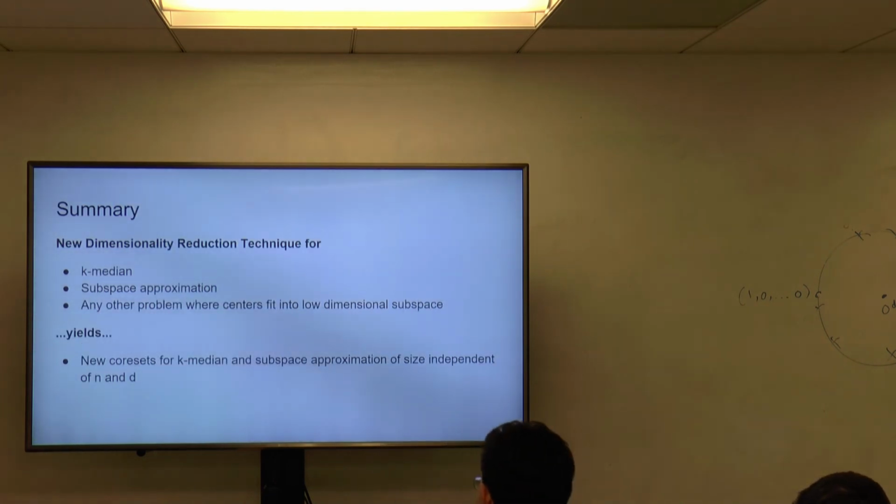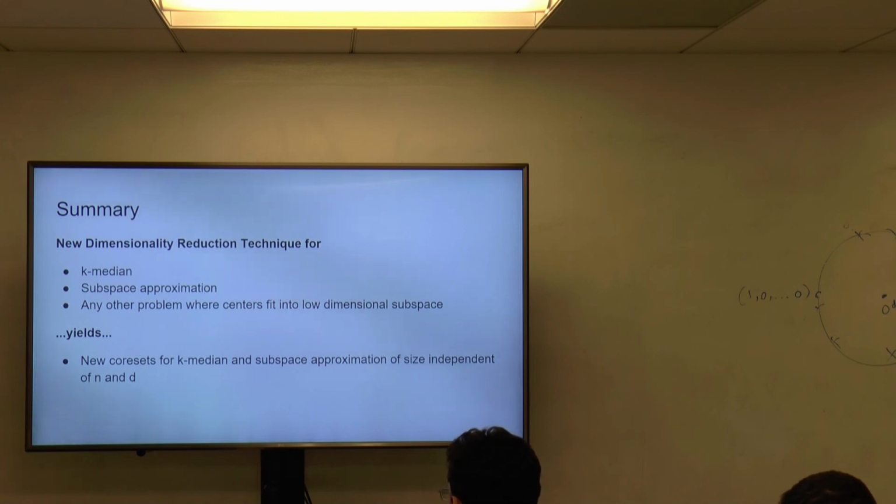And this dimensionality reduction technique is very general. We showed it for K-median, but it also works, for example, for subspace approximation. Suppose my query centers are not k points in R^d. My query center is a k-dimensional subspace, and I want to know the sum of distances to that subspace. I can run the same algorithm on that. In fact, I can run the same algorithm on any problem where the centers fit into a low-dimensional subspace. That's all that's being used in this proof.